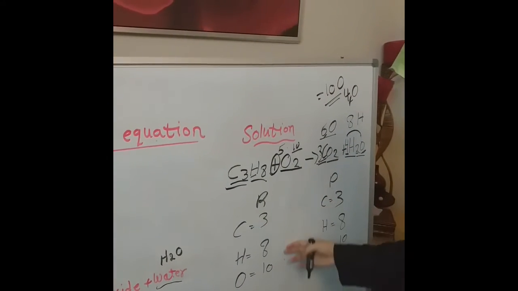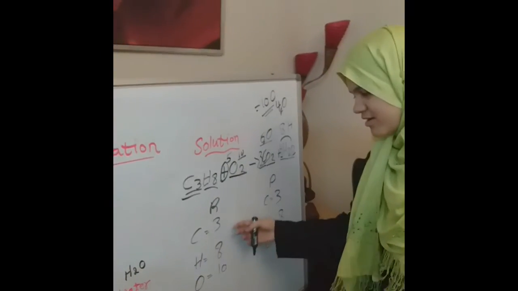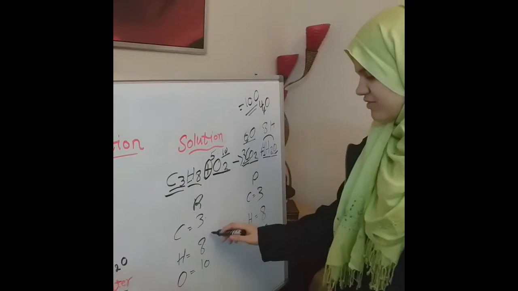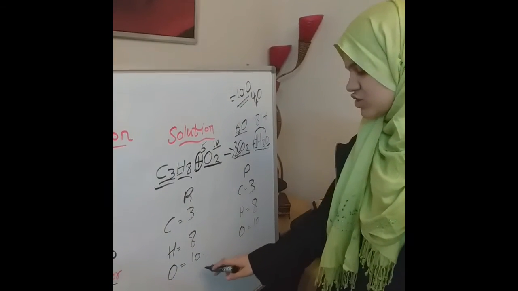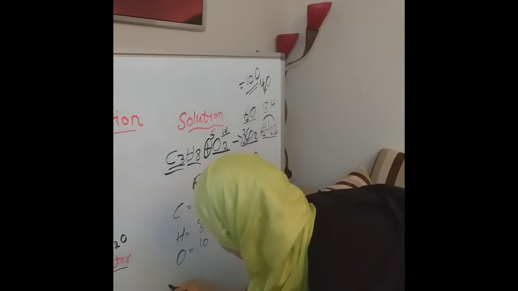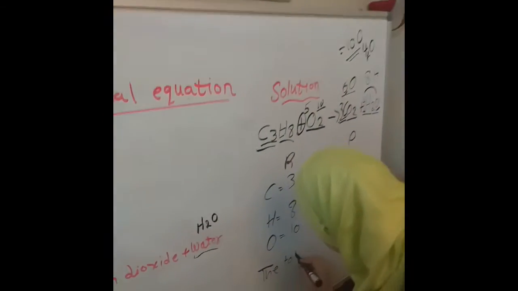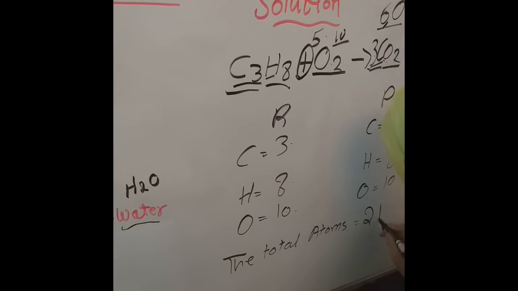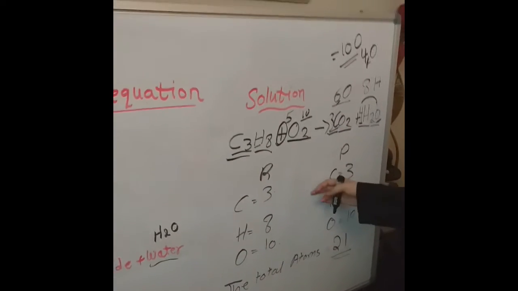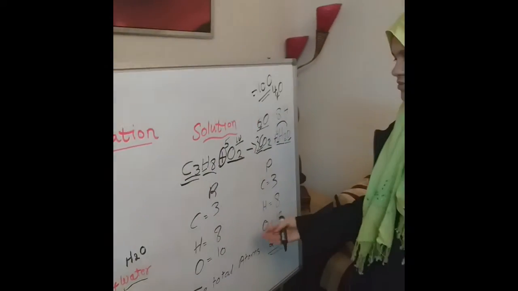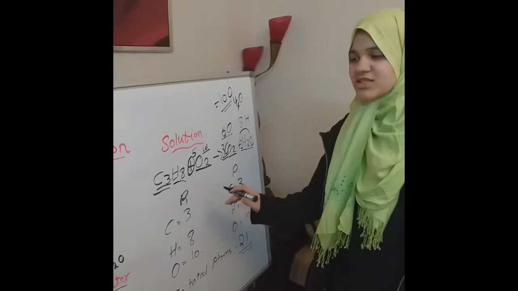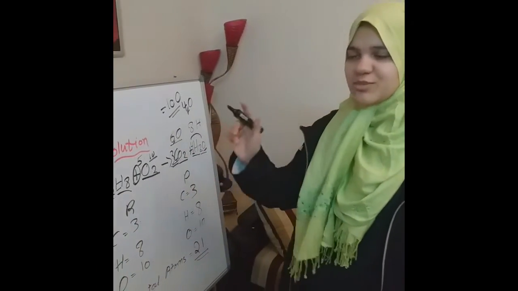After that, let us find the total atoms. The total atoms will be 3 plus 8 is equal to 11, and 11 plus 10 is equal to 21. That means the total atoms is 21. This is the total atoms for carbon, hydrogen, and oxygen. This was the third example for the inspection method.